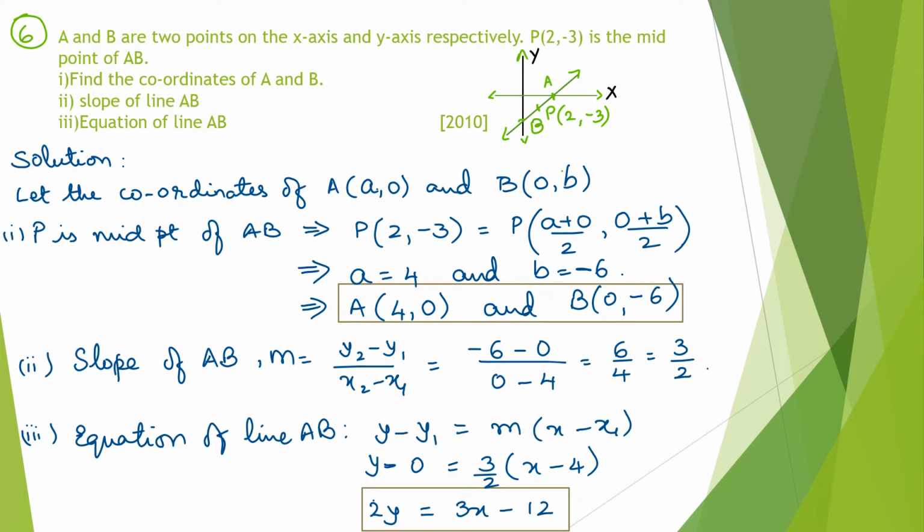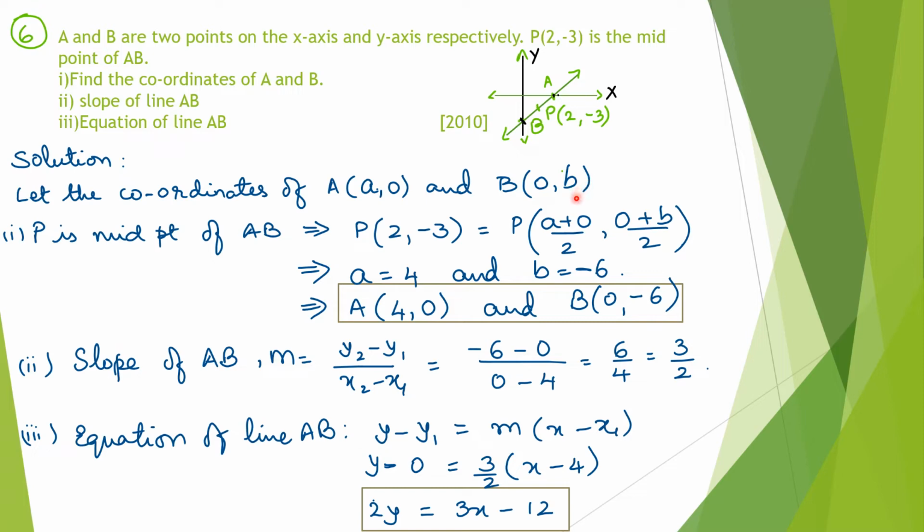A and B are 2 points on the x-axis and on the y-axis respectively. Now P is a point which is the midpoint of AB, 2, -3. Find the coordinates of A and B. So since A is on the x-axis, we can let the coordinates be a, 0. And since B is on the y-axis, the coordinates of B are going to be 0, b.